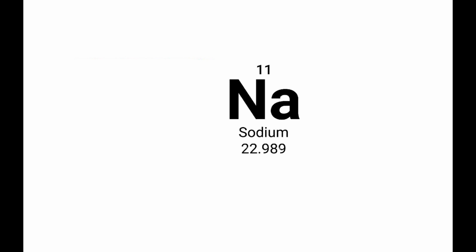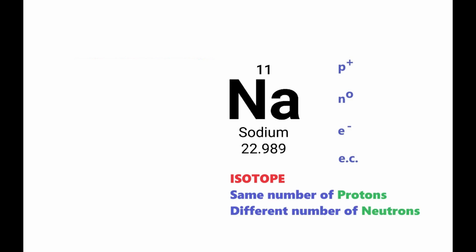Now let's consider sodium. 11, 23, sodium. Now you see the number down the bottom, the mass number is not exactly 23, and that's due to the fact that sodium has several isotopes. An isotope means that it has the same number of protons but different numbers of neutrons, and the mass number relies upon the relative abundance of all these isotopes. But in this case, we're going to consider sodium has a mass number of 23.